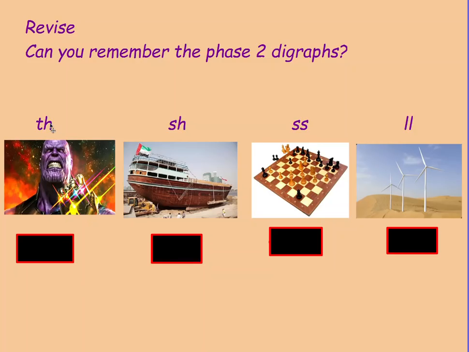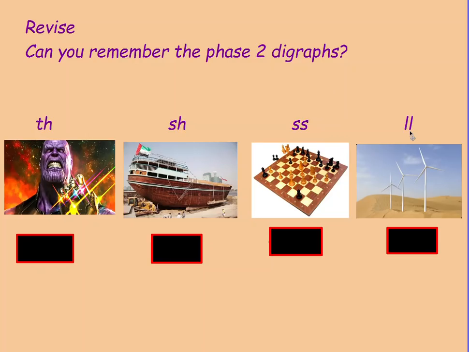We have th, we have sh, we have ss, and we have ll. Okay, say them with me. Sh, ss, and ll. In these two cases, the digraphs make the same sound as if it were just one S or one L, but when they are together, they're a digraph, they make the same sound. They're often found at the end of the word.